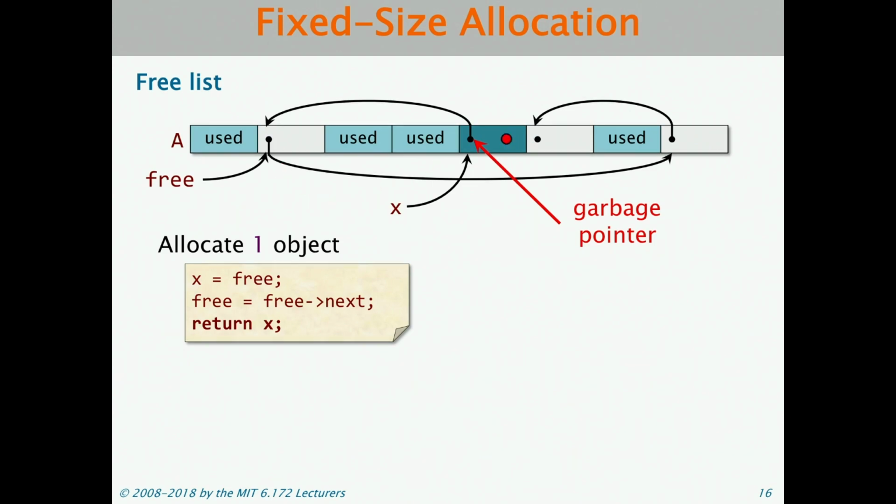There is still a garbage pointer in this block that we pass back to the program because we didn't clear it. So the implementation of the storage allocator could decide to zero this out, or it can just pass it back to the programmer and leave it up to the programmer to do whatever it wants with it. In the latter case, the programmer should be careful not to try to dereference this pointer.